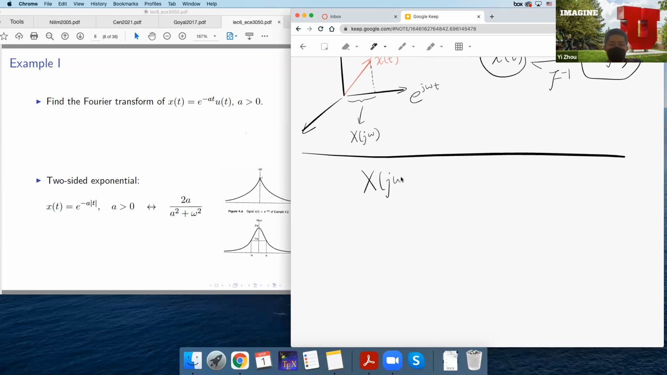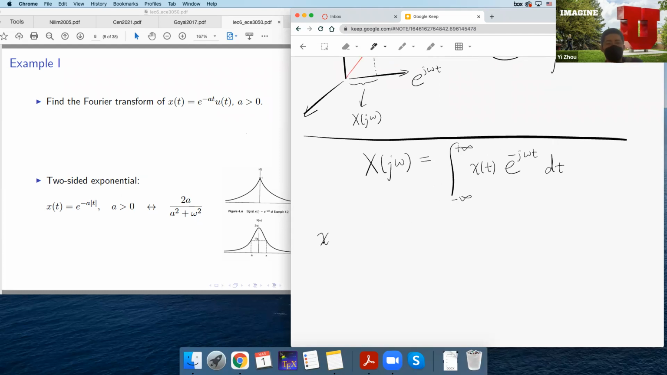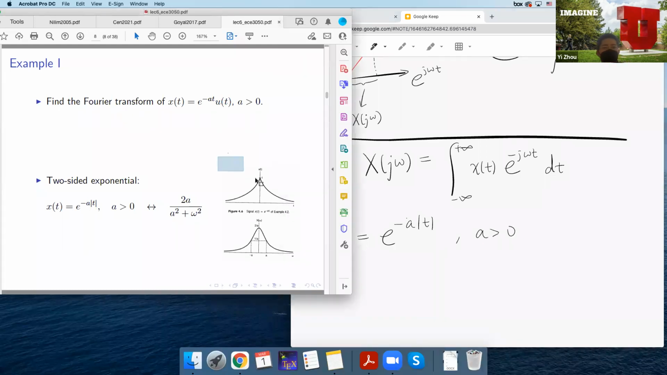So first of all, I write down the Fourier transform formula: the integration of x(t) e to the negative jωt dt. Now we are given that x(t) is e to the negative a times the absolute value of t, where a is a positive number. So the signal looks like this, illustrated in the top figure.